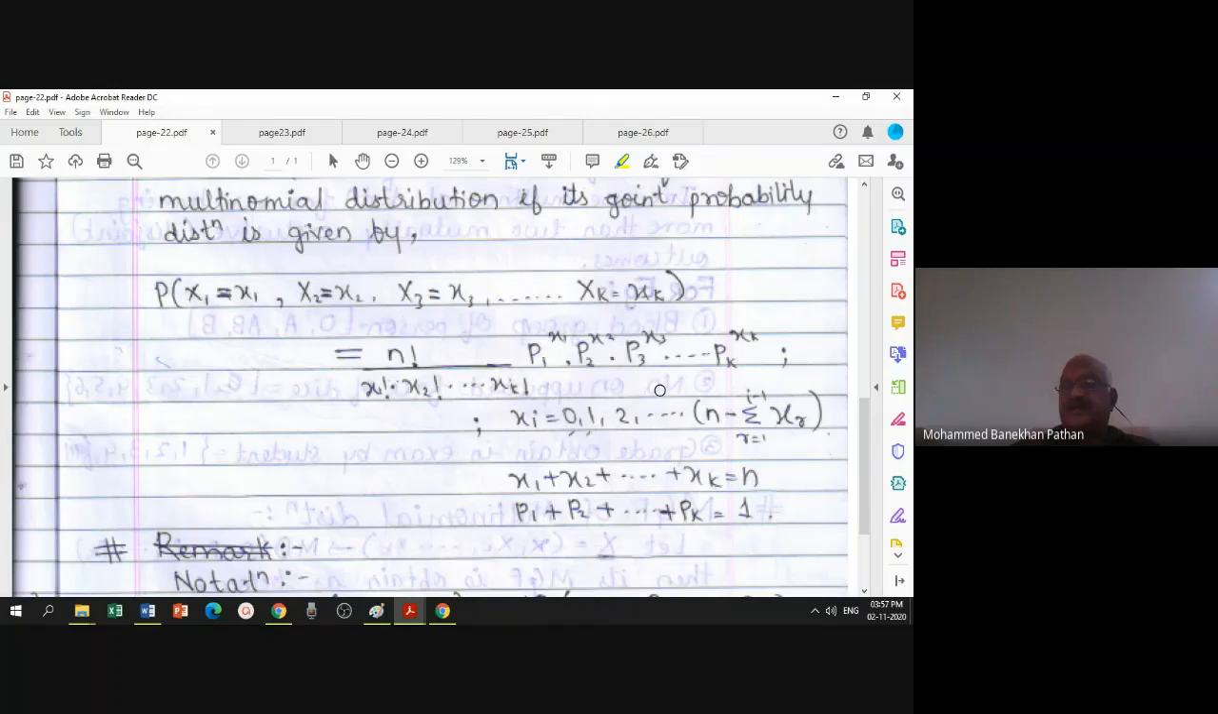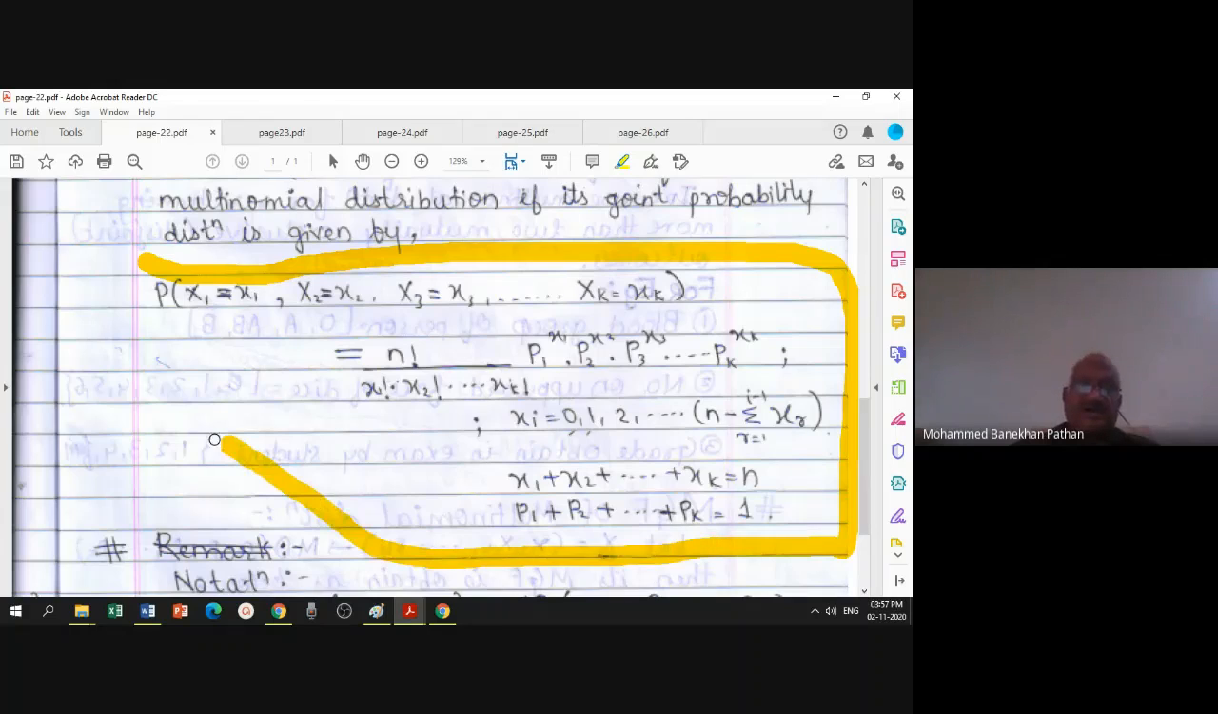So whenever you want to define multinomial distribution, you have to write this entire thing in the exam. There should not be a mistake in this writing. Then you will get complete marks. If you write only this much, you will not get full credit. So if you want full credit for your definition, after writing the formula, you have to explain each and every notation used in the formula.